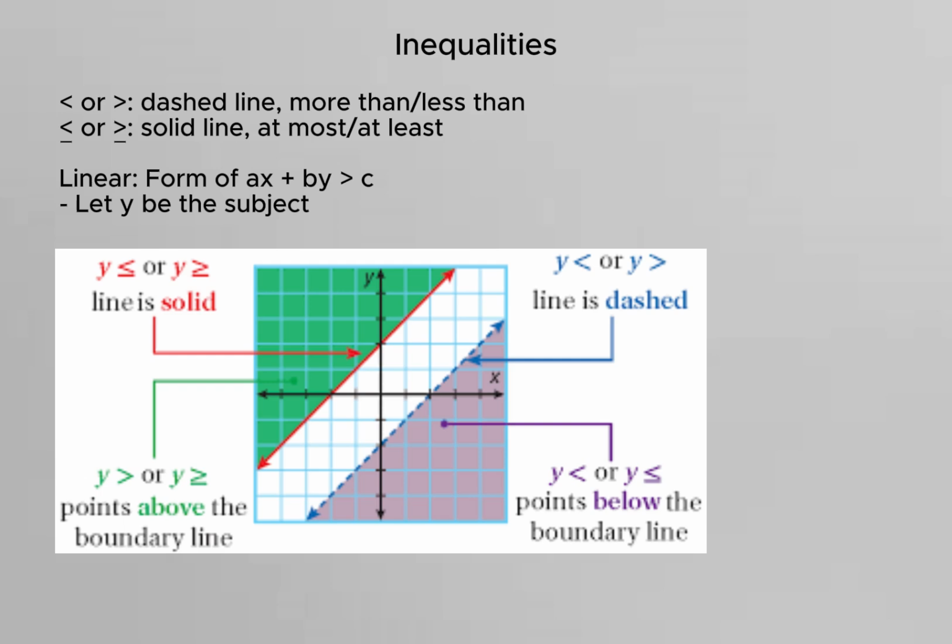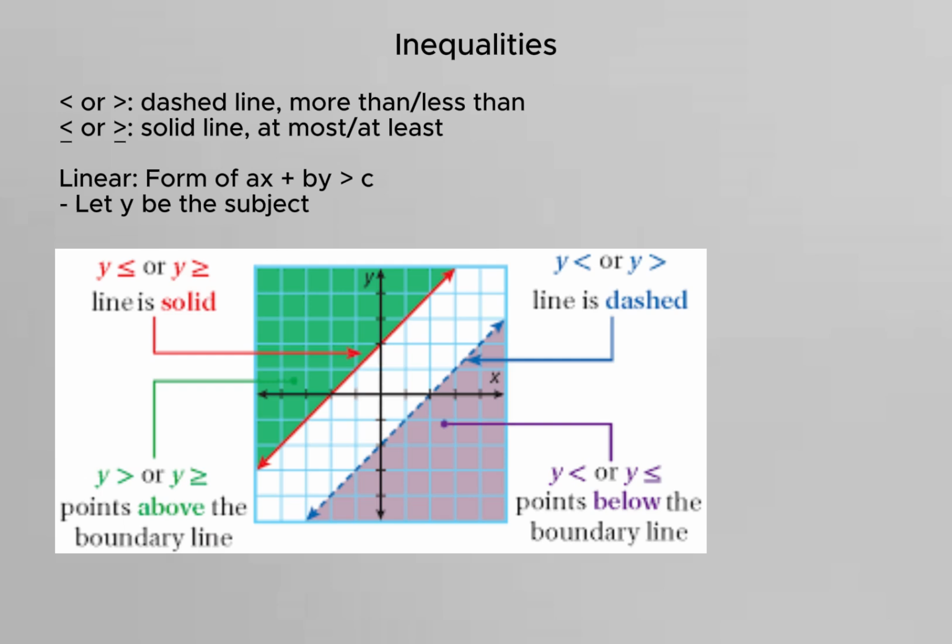As for linear inequalities, they take up the form of ax plus by more than c. The sign will differ. So all you need to do is let y be the subject. That is how you perform inequalities. And then you just use the expression where y is on one side, and draw the line just like how you do in the linear form. You need to shape the line according to the inequality that you've obtained.